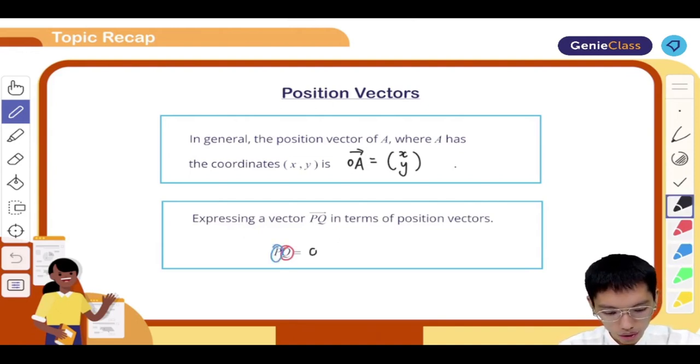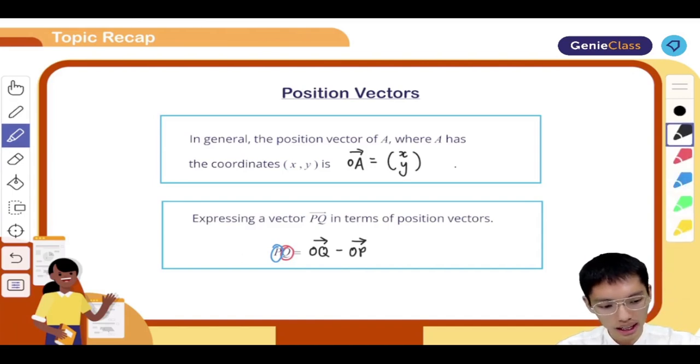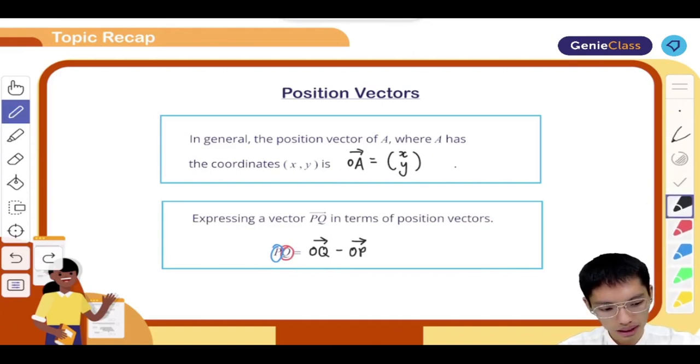I have OQ minus OP. This is the notion to how I express my position vectors. OQ minus OP. And if you know this shortcut, it will be good. It will be perfect for you. Ideally, if you know this, everything will go well. This is an essential shortcut that I feel you all should use.